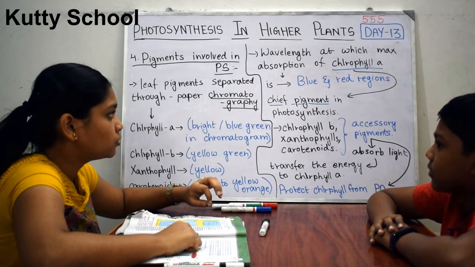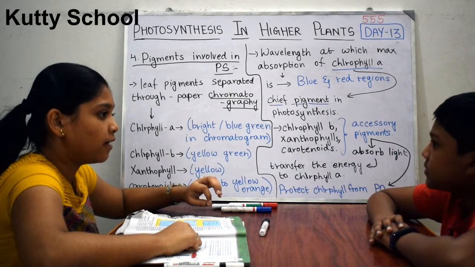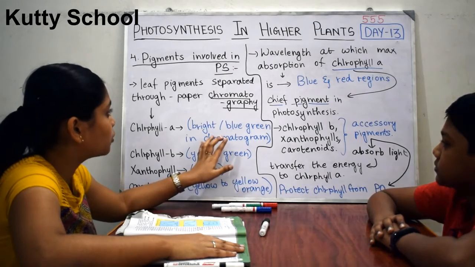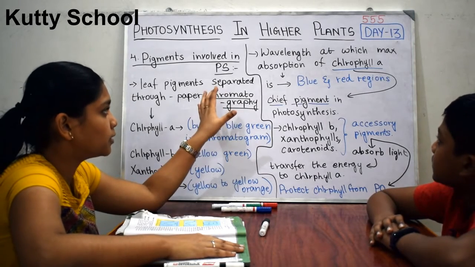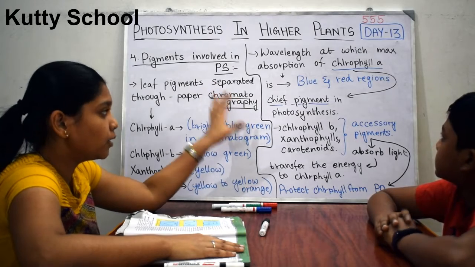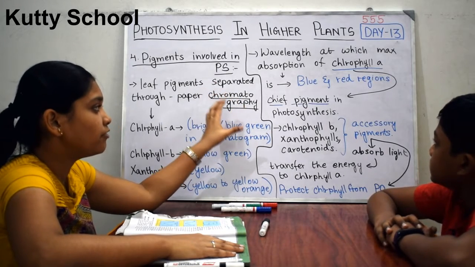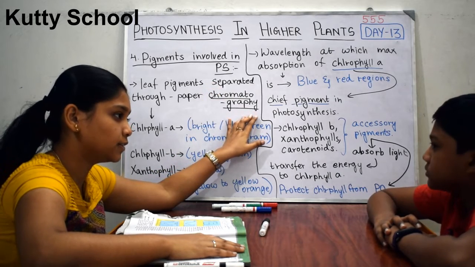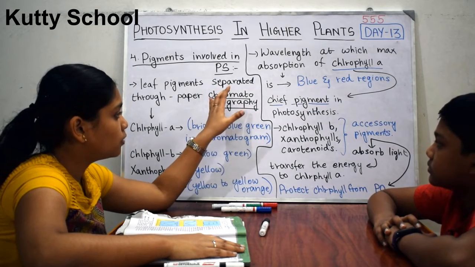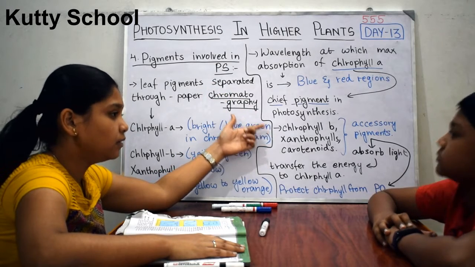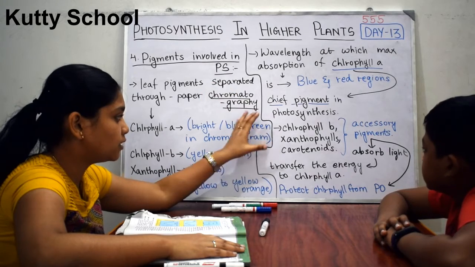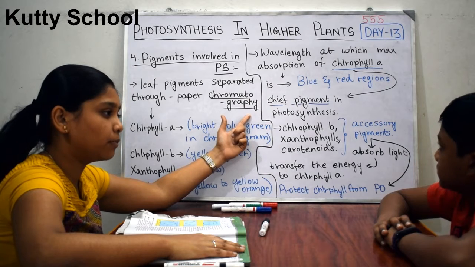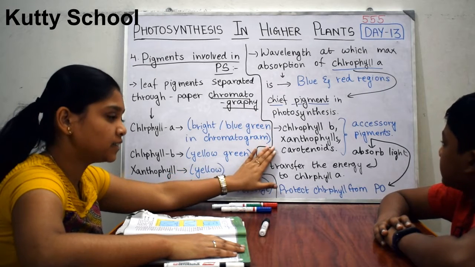We know that red color has a long wavelength. Since chlorophyll A is observed in the blue and red regions, it is known as the chief pigment. It has a very high wavelength and is known as the chief pigment in photosynthesis. The other pigments, like chlorophyll B, xanthophylls and carotenoids, are known as accessory pigments.